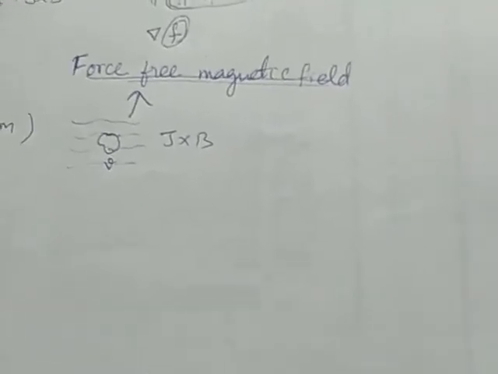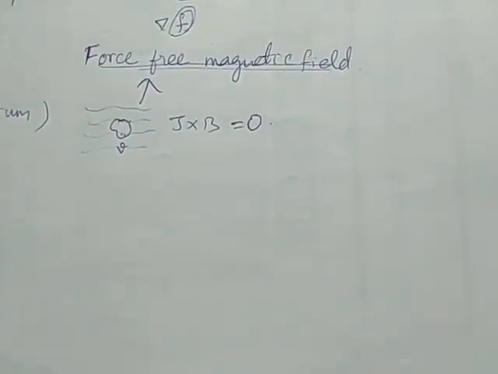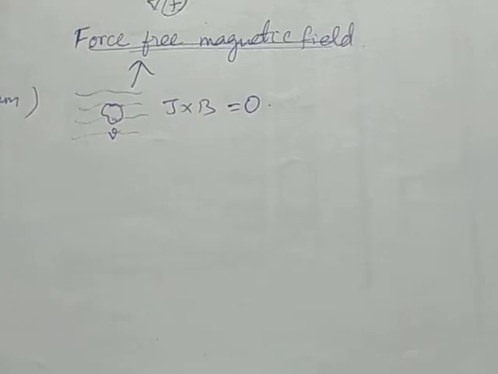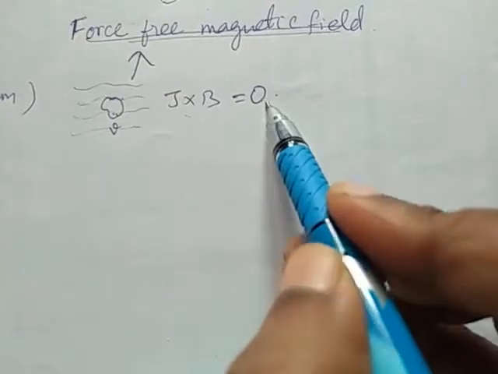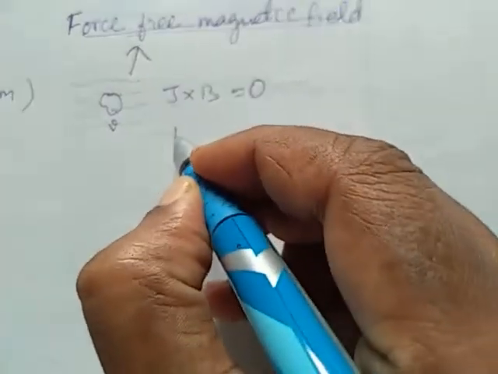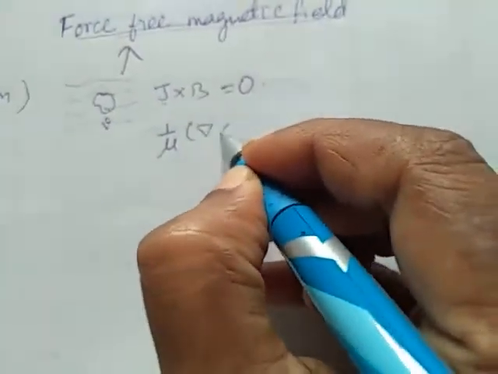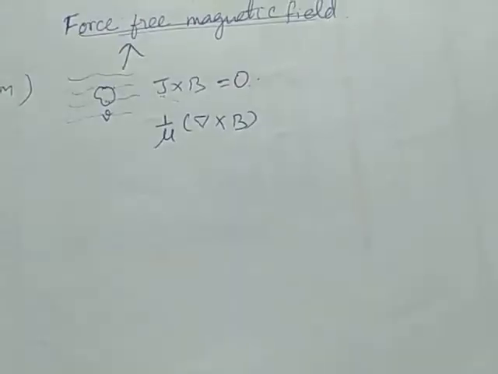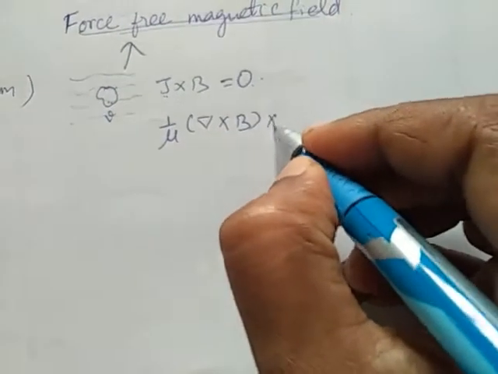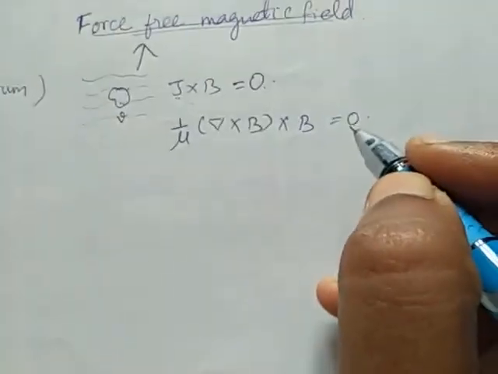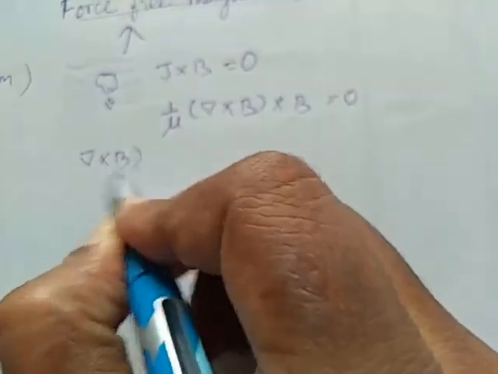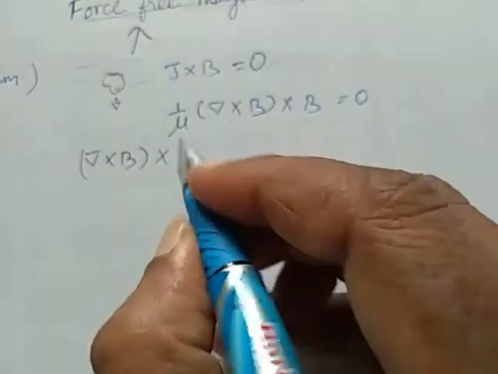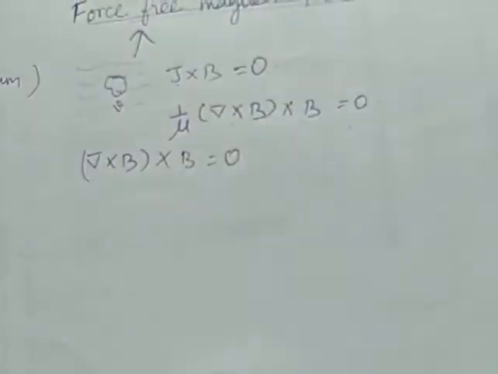So from the definition, J cross B is 0. Force-free magnetic field means there should not exist a force acting per unit volume. So J cross B is 0, which means we have (1/μ) del cross B, substituting J as del cross B, cross B is 0. This implies curl of B cross B is equal to 0.